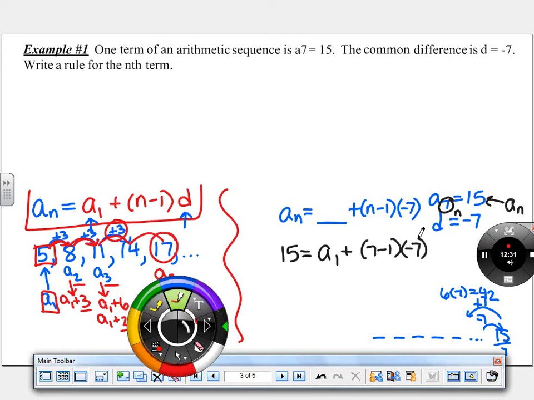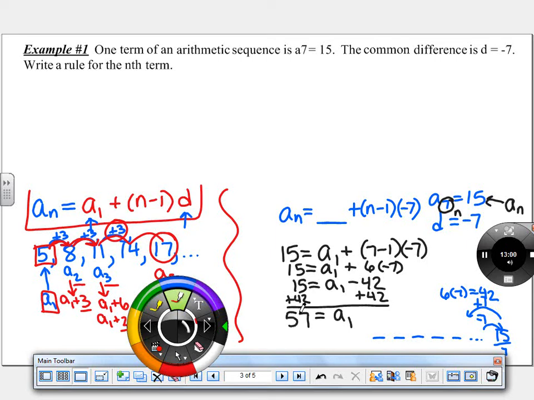You're going to notice we're actually going to end up doing the operations that are exactly what he said. Okay? We're going to end up doing 6 times negative 7. But you guys might be thinking, oh, he said add, and this is going to be subtract. But watch what happens. This gives us negative 42. But if I want to figure out what A1 is, what do I have to do? Add that 42 to the 15. And that's going to give me that my first term is equal to 57. So that's what needed to be here in my rule.